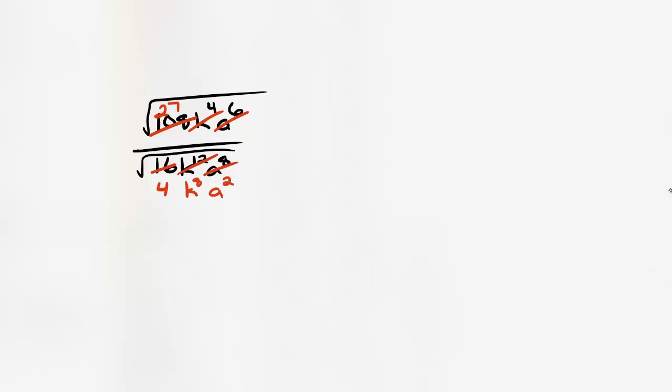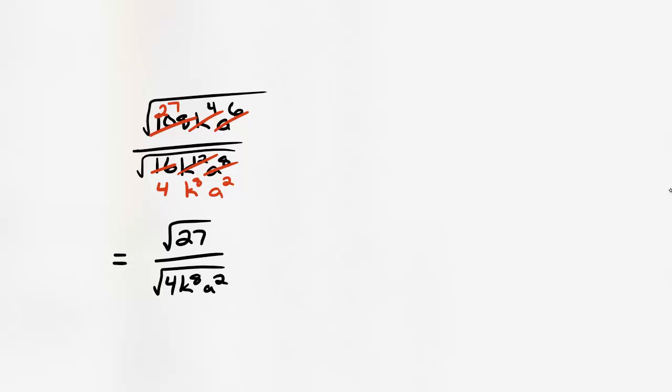So what I would have after all of that canceling, up in the numerator, I'm just left with the square root of 27. That's the only factor left. Down in the denominator, I have the square root of 4k to the 8th and a squared. Okay, that right there is really the only trick in this problem that has to do with the fractional or dividing part of it. What I'm going to do now is just simplify the numerator and simplify the denominator separately.